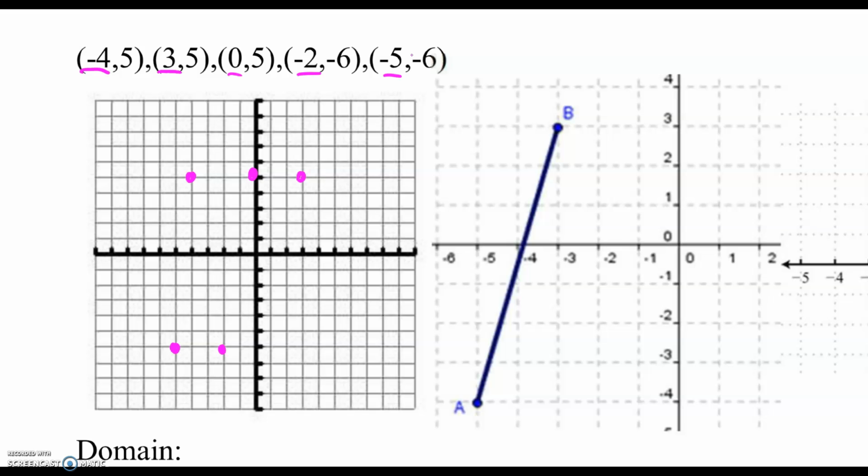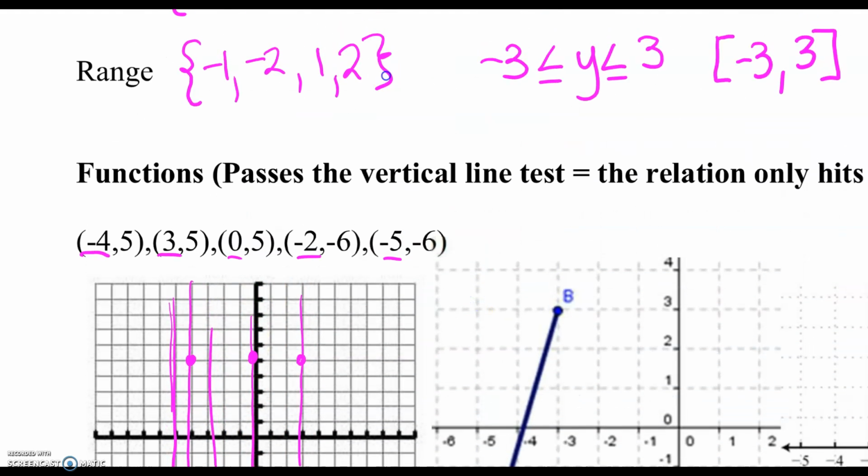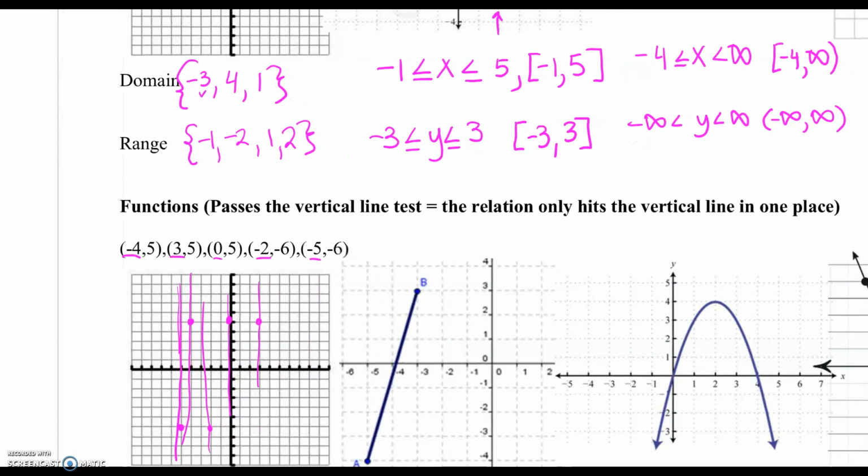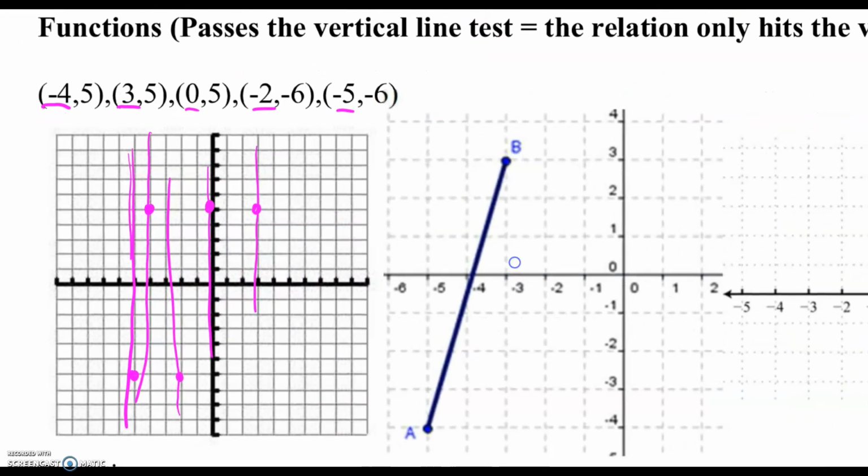If I take my vertical line, it only hits each of these at one spot. Whereas when we had our other ordered pair, look, it hit my vertical line at 2 spots, meaning it's not a function. So this one is a function because it's the x values that can't repeat to be a function.